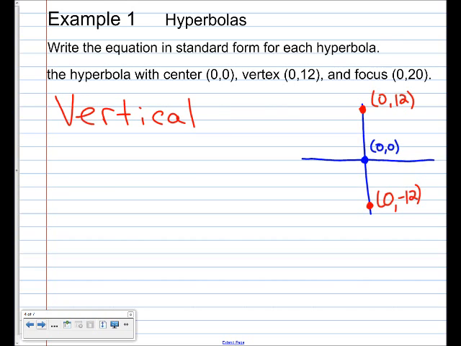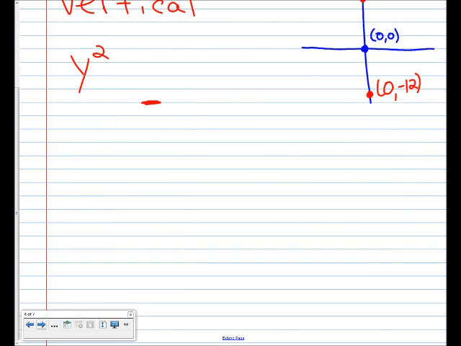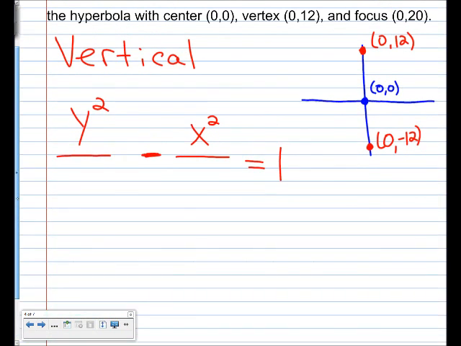If it's vertical, what letter should we start with? B. No, C. We should start with Y, because the vertical direction is what letter? Y. All right? So I'm going to write Y squared. Why did I not need to write Y minus or plus anything? Because the center is 0, 0. So I'm going to write minus. What's going to come next? X squared. Very good. Both of these are going to have denominators. And it's going to be equal to 1. So that doesn't change.